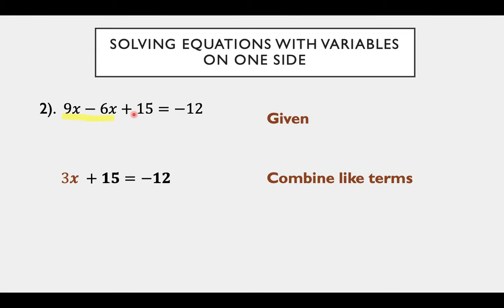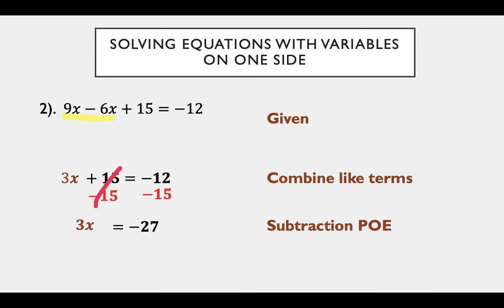Next, you are now faced with a linear equation that you should be familiar with. Again, the goal is to isolate the variable, so you want to get the term with the variable by itself. 3x is my term. I want to get 3x by itself. I need to get rid of this positive 15. So I want to subtract 15 on both sides. When you subtract 15 on both sides, you now get 3x equals negative 27. And again, that was the subtraction property of equality.